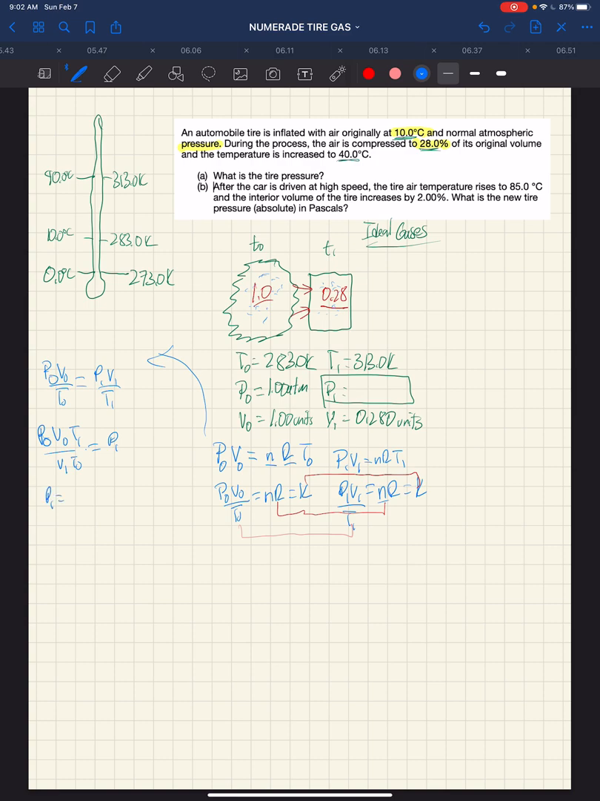Subbing in our values for those, we have a pressure 0, which is 1.00 atmospheres. Our volume, which is 1.00 units. And our temperature 1, which is 313 Kelvin.